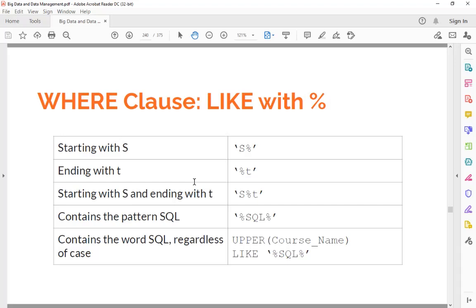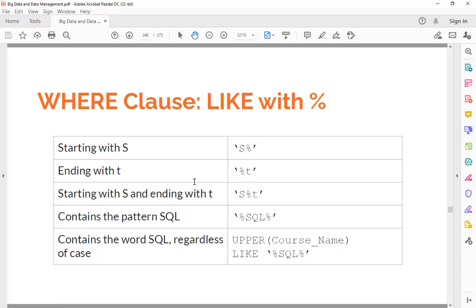And then we can say starting with S and end with T, S%T. It can be SIT. It can be maybe SEAT, seat. Maybe it can be SWEAT, right? Maybe it's just the % stands for 0 characters, ST. All this fits into this pattern.